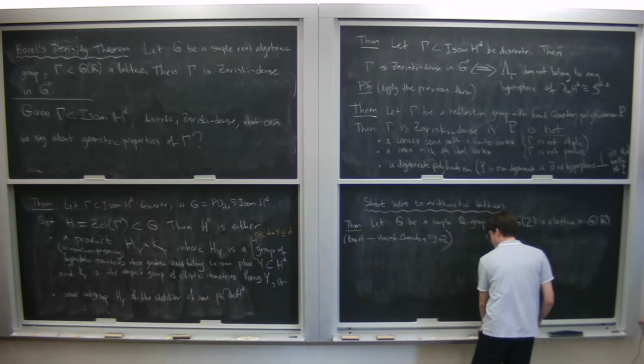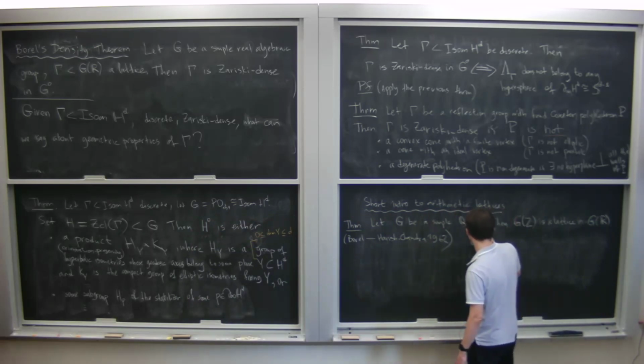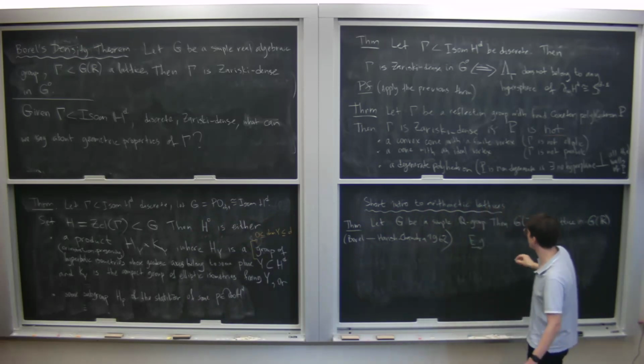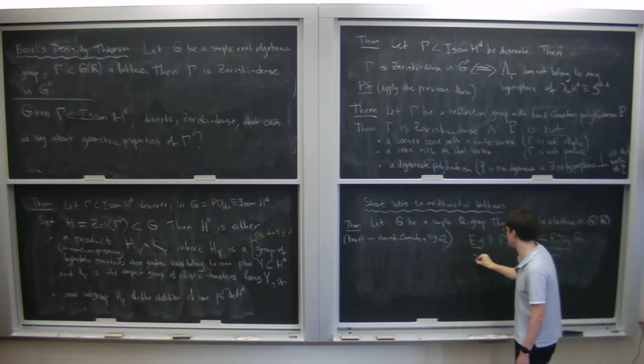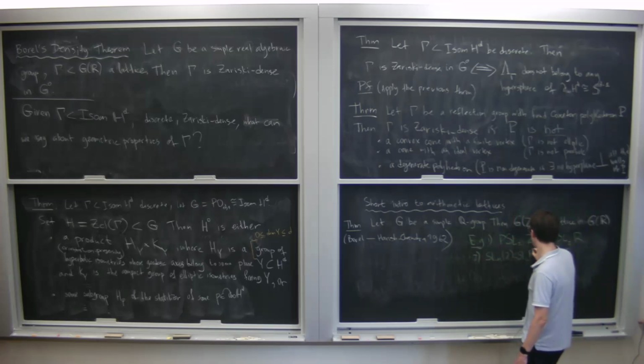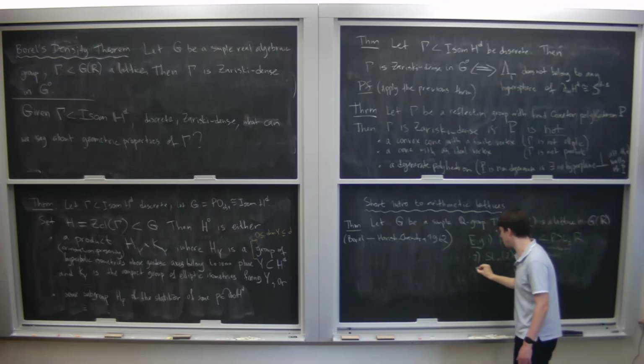And many of our famous examples are like that, right? You can take PSL(2,Z). It's a non-uniform lattice in PSL(2,R). These all are non-uniform lattices. And the second example is just any SL(n,Z) in SL(n,R). And I can keep going.